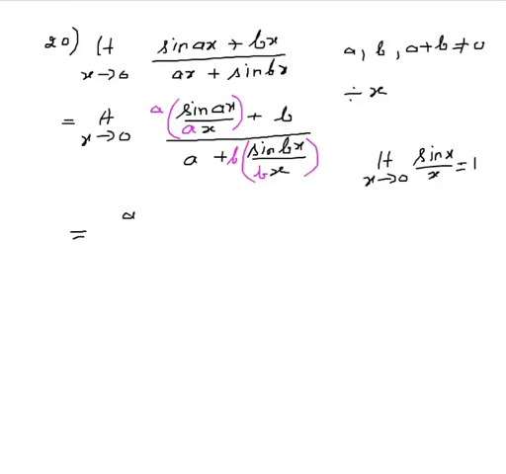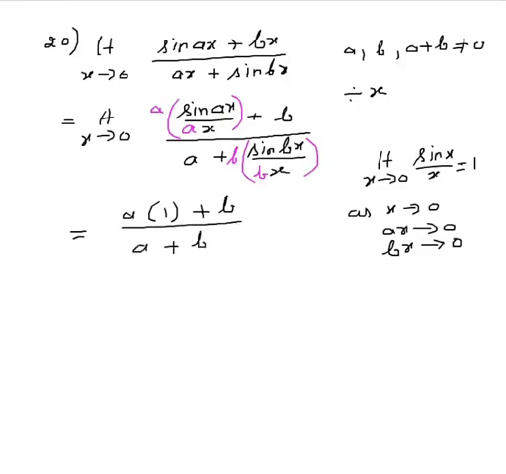But the limit is tending to 0. So as x tends to 0, ax also tends to 0. Similarly, bx also tends to 0. Therefore, a into, by that formula it becomes 1. B is a constant. Here a is a constant, and b into 1. Therefore, the answer is a plus b divided by a plus b, which is 1.